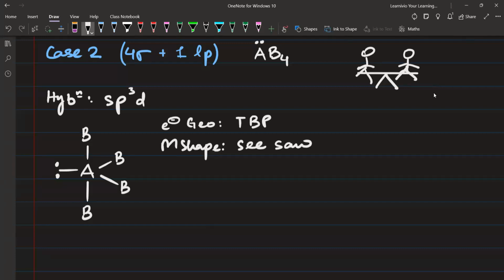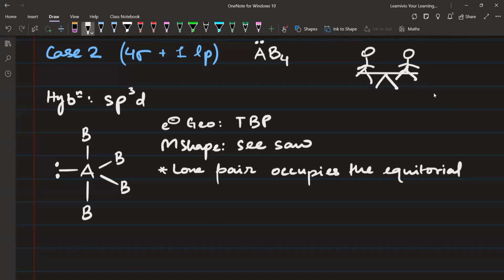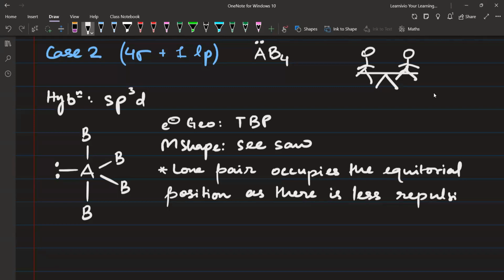Now, next we are going to write: lone pair occupies the equatorial position, as there is less repulsion in the equatorial position.